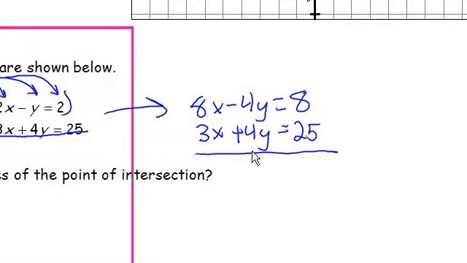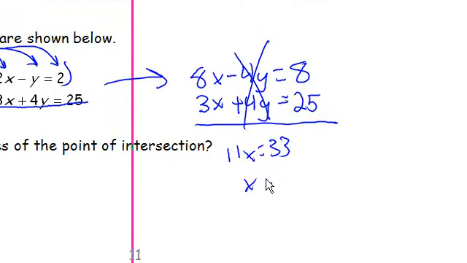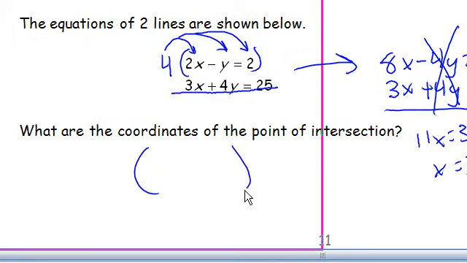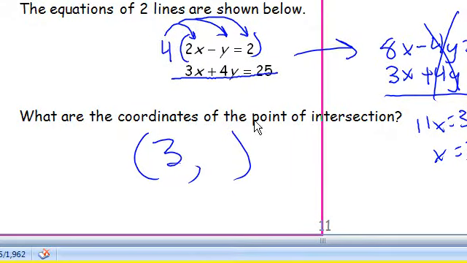So we can see when we add down, those 4's are going to fall out of solution because those would cancel. So let's add down. So that'd be 11x equals 33, x equals 3. So we know the first value in our ordered pair is going to be 3. So now let's solve for that y.